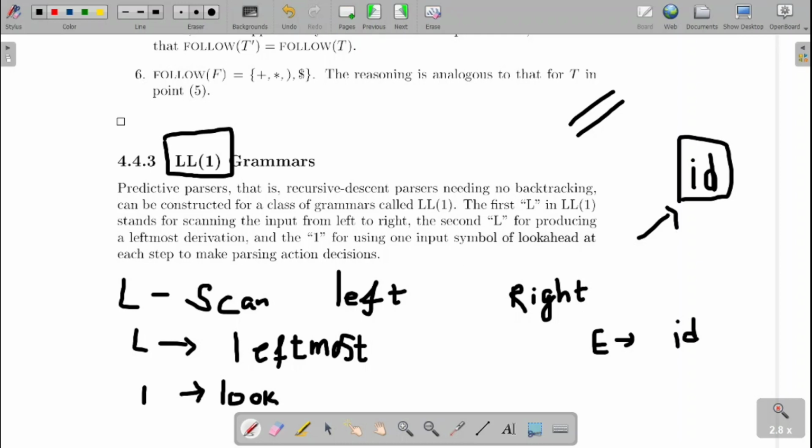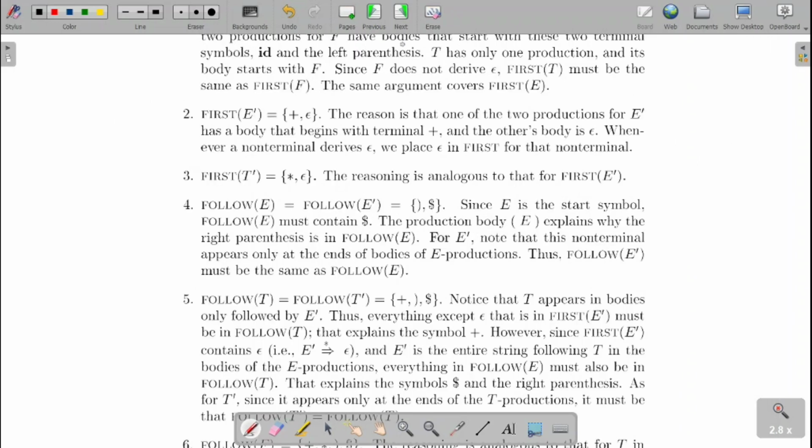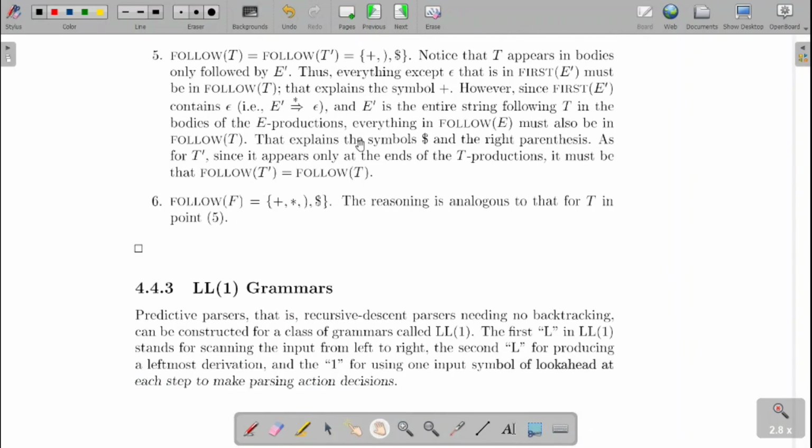If the look ahead were 2, I would make the decision not just on this symbol but based on the next input symbols as well. Here it is in the class of LL(1), where 1 means we use only one symbol of look ahead. I hope it is clear.